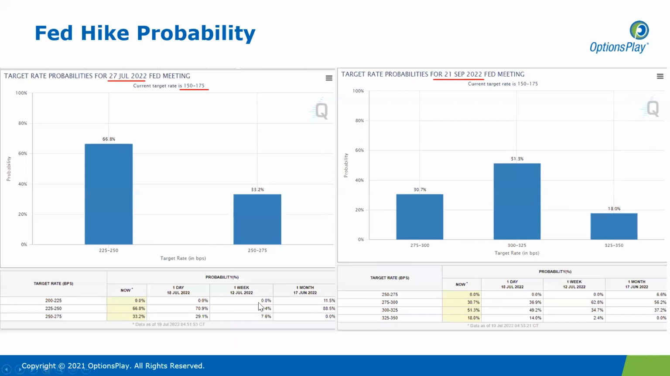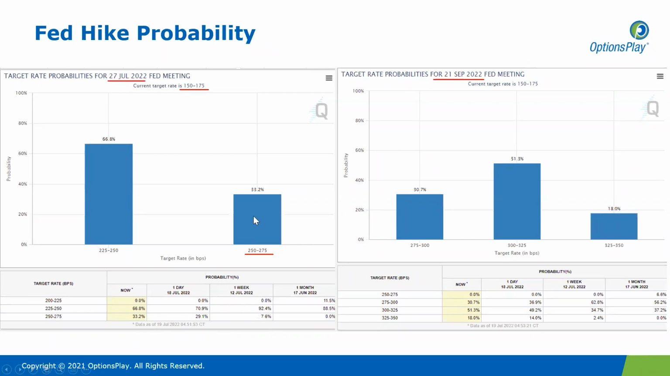But what's important to look at is how it's changed over the last days or weeks or even the last month. So if we take a look at the table below, there was a 92.4% chance of that 75-point hike. That has now decreased to 66.8% just from a week ago, because inflation numbers came out, I believe, on the 13th of July. So this is pre-inflation numbers. So we have seen a significant shift downward for a 75-point hike and a significant shift higher for a 100-point hike. And that was a week ago, that was only 7.6%.